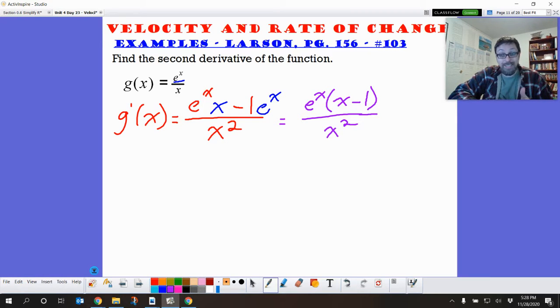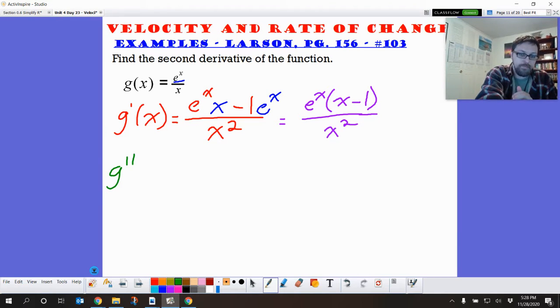Now I need to find the second derivative. To find the second derivative, I'm going to have to use both the quotient rule and the product rule. I need to take the derivative of the top in order to use the quotient rule, but to do that, we need to use the product rule. So let's find g double prime. I'm still going to do the denominator squared, so I have to do x squared, but then squared.